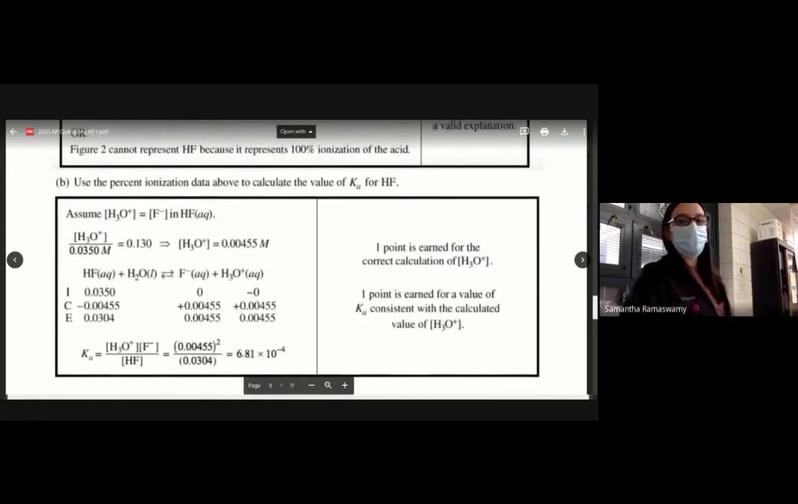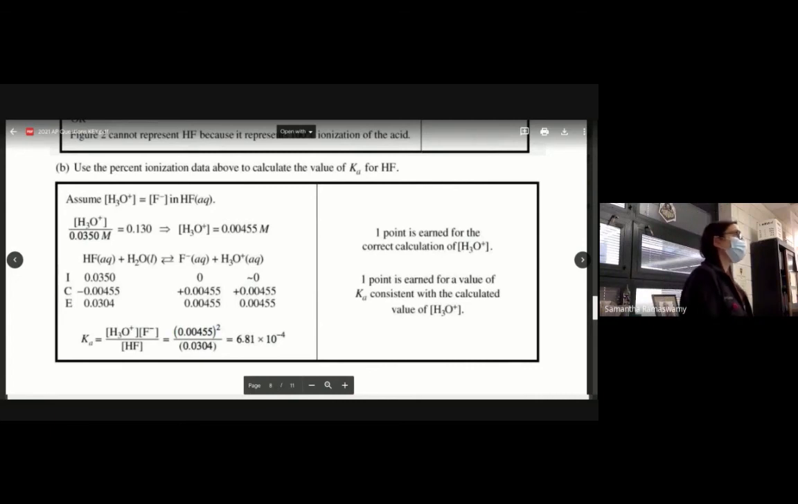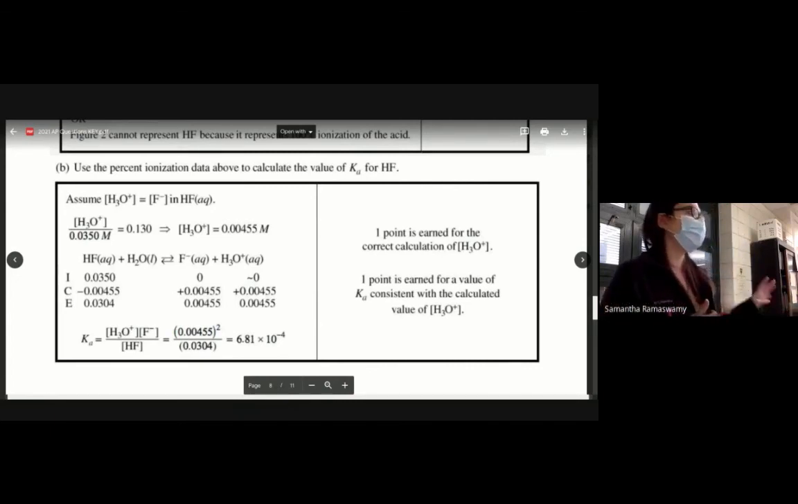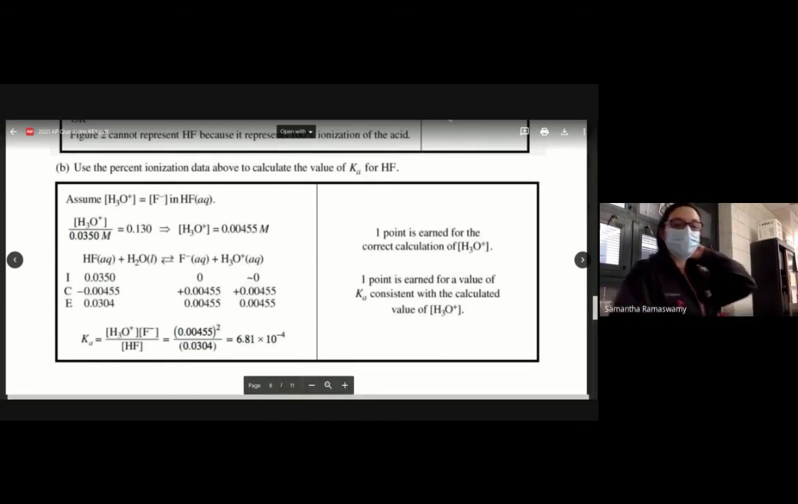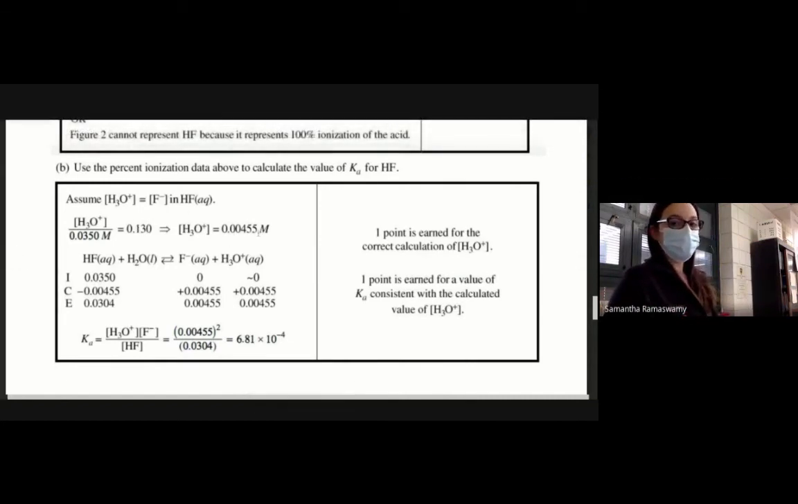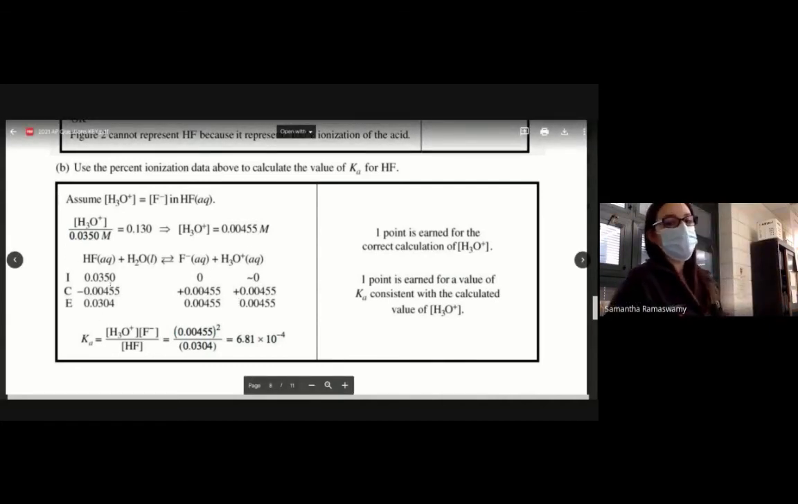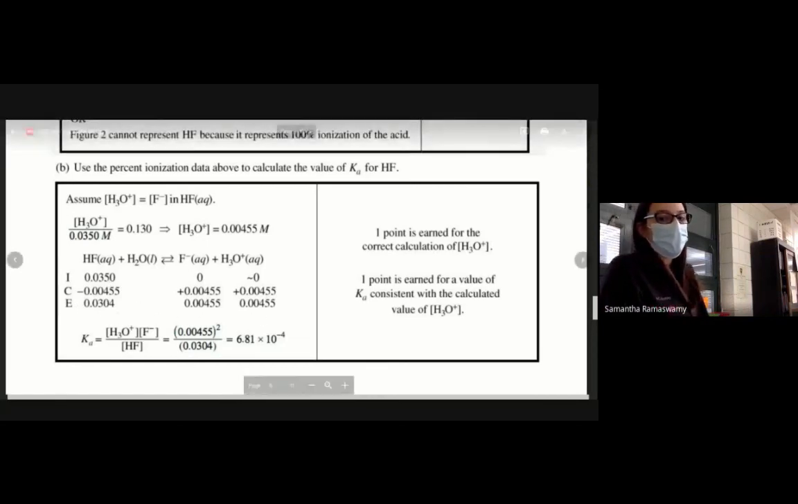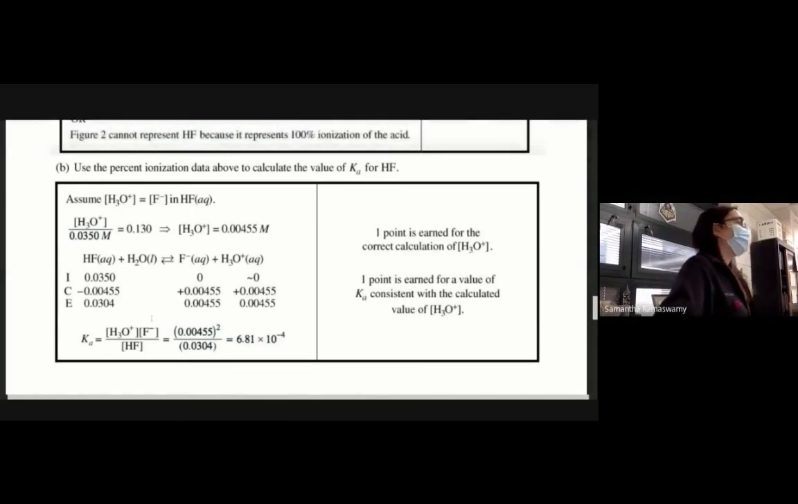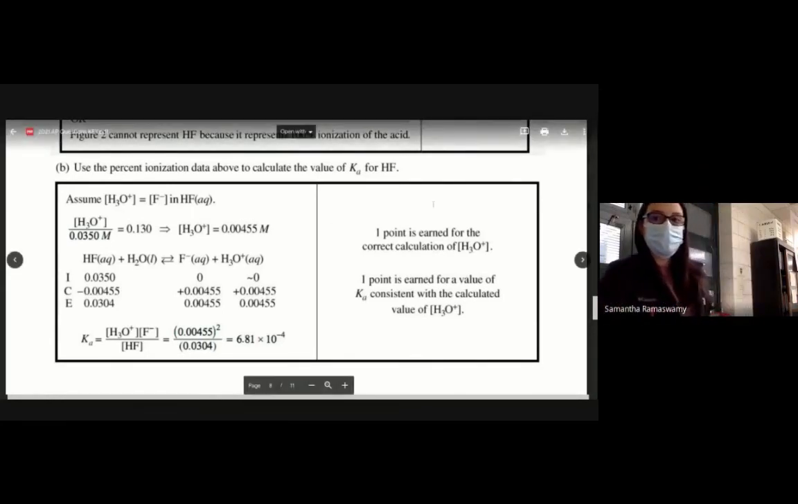Part B, use the percent ionization to calculate Ka. So we looked at this before, right? We looked at this in number 4, the multiple choice question. So we have percent ionization is H+ at equilibrium over the initial concentration of the acid equals 0.13. That's 13% as a decimal. You solve for H+, you get 0.00455. When you look at your ICE table, you can completely fill it in to get this equilibrium row. And when you have that equilibrium row, you can plug it in, and you can solve for Ka. So this was awarded 2 points.